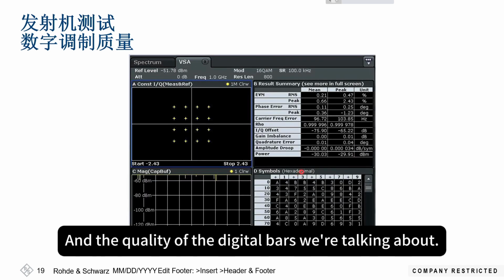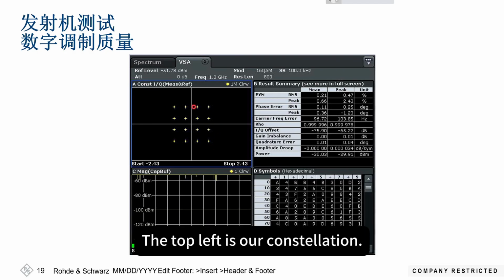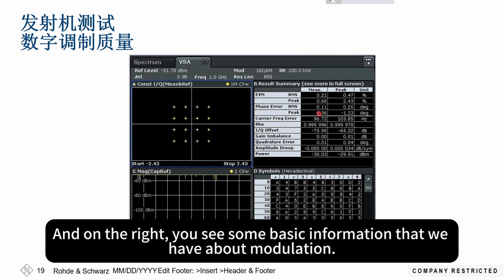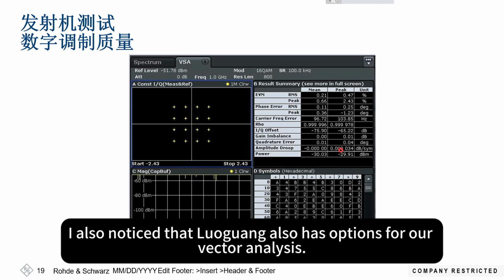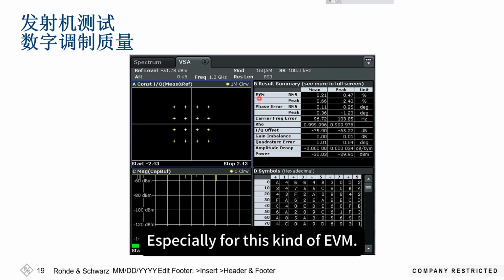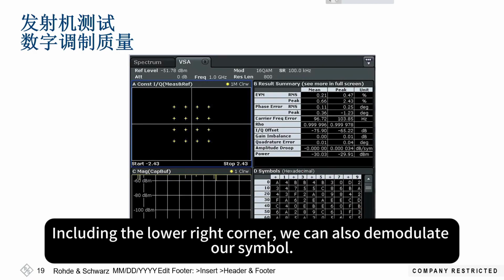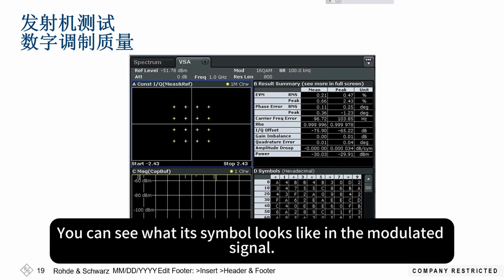And the quality of the digital modulation we're talking about. Here is a screenshot of the test result. The top left is our constellation. And on the right, you see some basic information that we have about modulation. I also noticed that Luoguang also has options for our vector analysis. In fact, people are still more concerned about this key indicator, especially for EVM, or the IQ offset below, etc. Including the lower right corner, we can also demodulate our symbols. You can see what its symbols look like in the modulated signal.